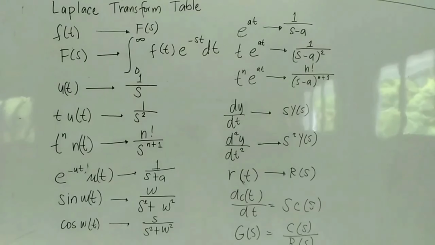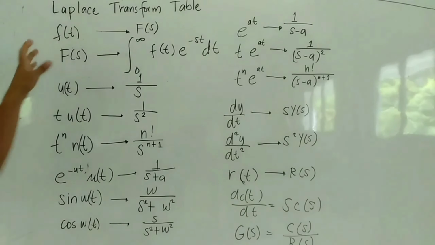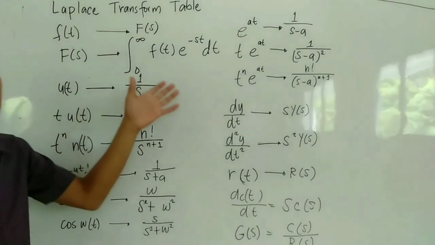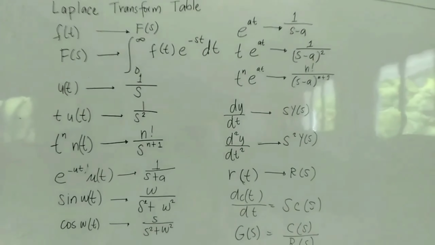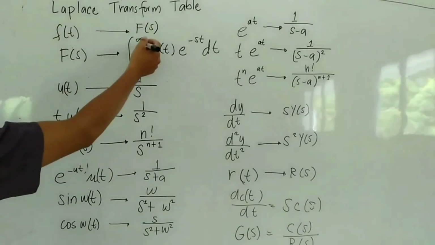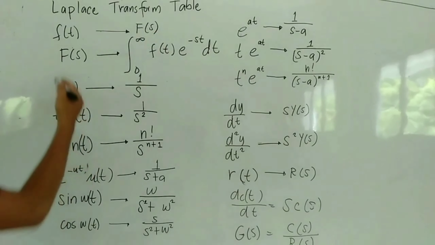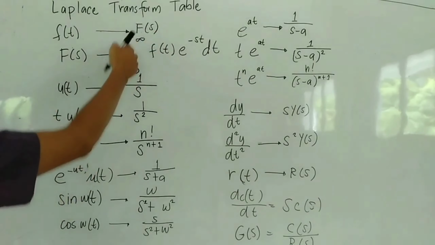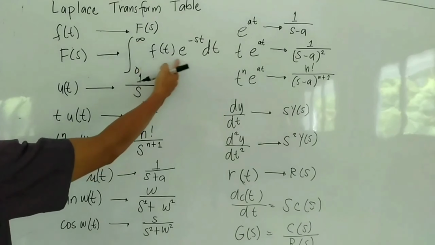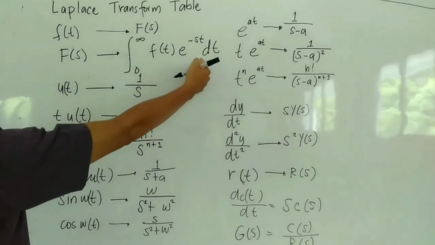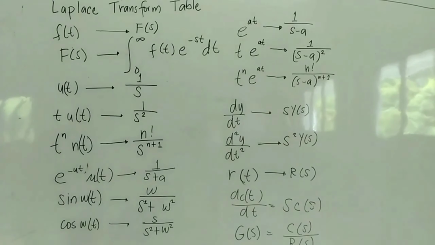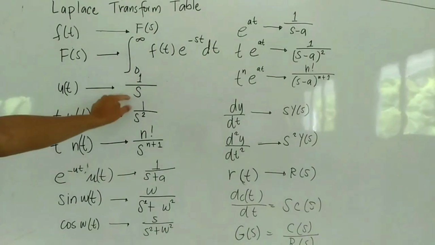Okay, good day everyone. So let's move to our topic, what we call Laplace transform. Before that, let's try to familiarize ourselves with our Laplace transform table. This is the inverse Laplace and its equivalent Laplace transform. So f of t is equivalent to the Laplace transform F of s. For F of s, we have the integral from 0 to infinity of f of t e to the negative st dt. Okay? For u of t, we have 1 over s.